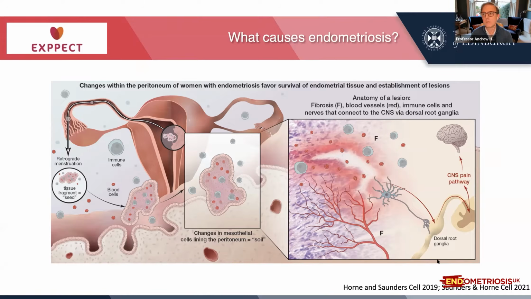The other thing that we don't fully understand is why these lesions cause pain. We know that the lesions form their own blood and nerve supply, which in part contributes to why people experience pain. But it's probably much more complicated than that, because we know that if you experience pain for a long time, this also leads to changes in the central and peripheral nervous system.